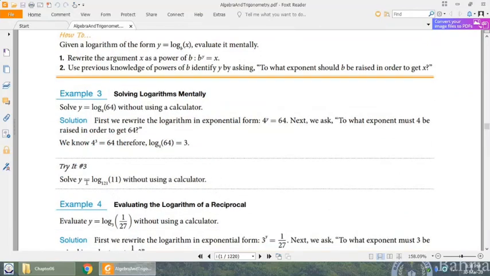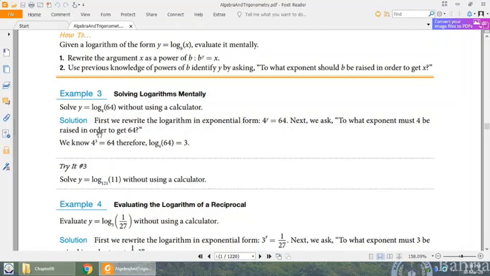Now, they say solve y is equal to log 121 into 11, and you can just put the y on the other side. So it's log 121 into 11 is equal to y, so you know that this is the base. So the base into power, so 121 raised to y is equal to 11. So I can do this.